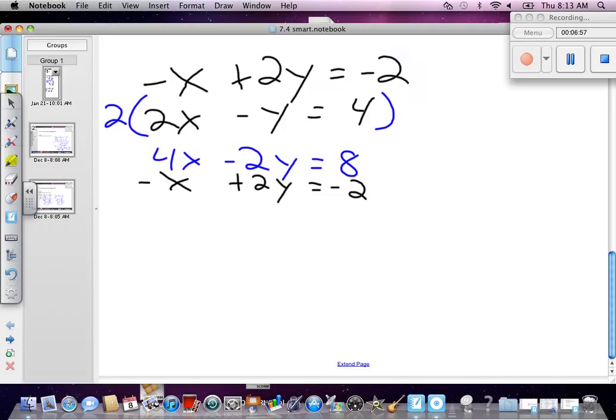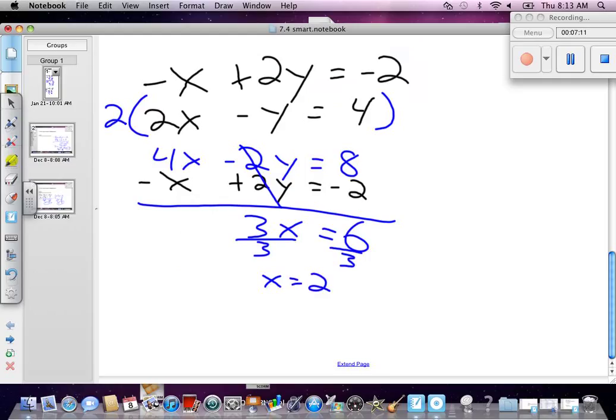All right, now I'm just going to add straight down, right? Because the y's will cancel. 8 plus negative 2 is 6. The 2y's cancel. 4 plus negative 1 is 3x. Divide both sides by 3, and x equals 2.